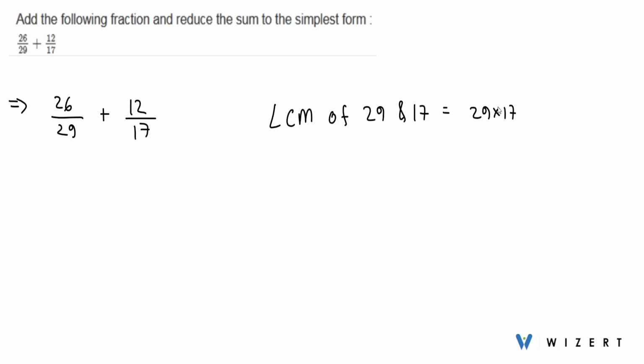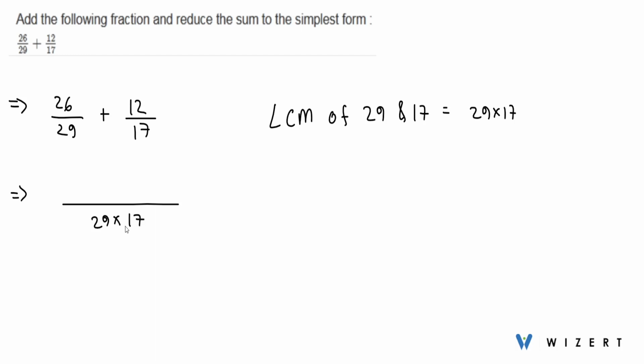Why so? Because both 29 and 17 are prime numbers, and we know that two prime numbers only have one common factor, that is equal to 1. So their LCM will be equal to 29 multiplied by 17. Therefore, the denominator of the given fraction is going to be 29 multiplied by 17.